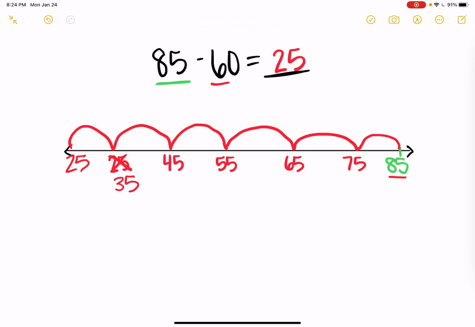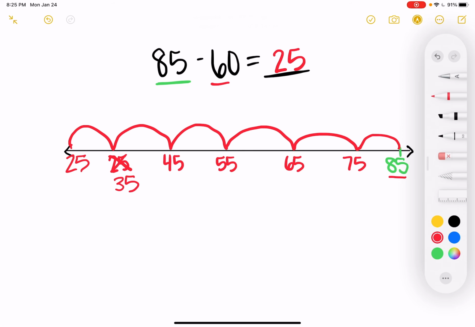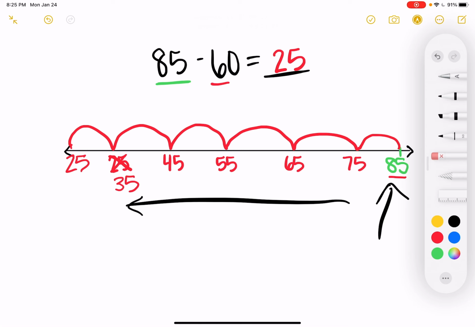So our most important things to remember: we're starting on the right, and then we're moving left to get smaller. So let's see. One more and you'll be ready to do this on your own.